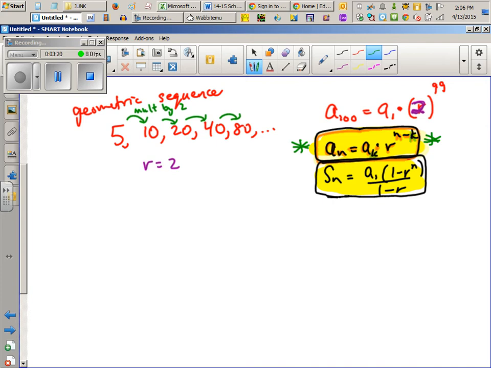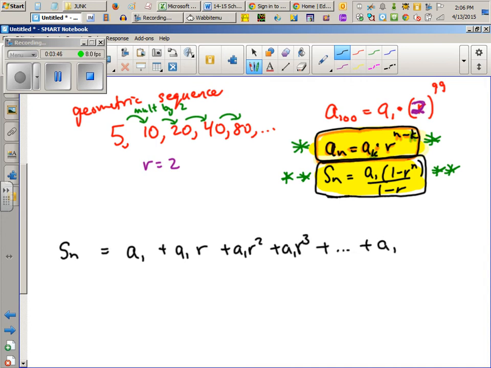The S sub n formula is a little bit harder to create. That's this one with the double asterisk next to it. I'd like to show you how that comes about real quick. We know that S sub n means add up all the terms, the first n of them. So I'm going to add a1 and a1 r and a1 r squared and a1 r cubed all the way up until the last term, which is a1 r to the n minus 1.